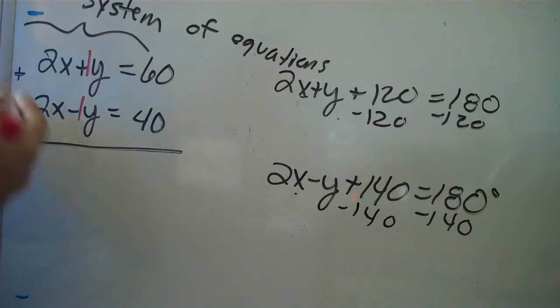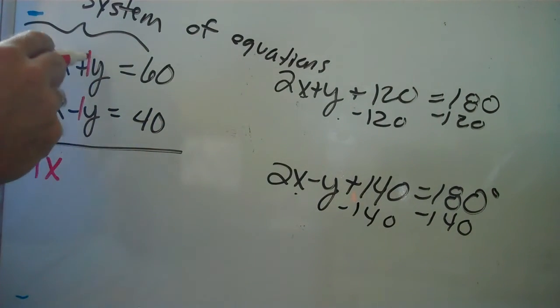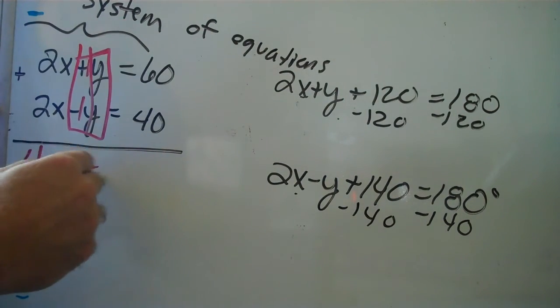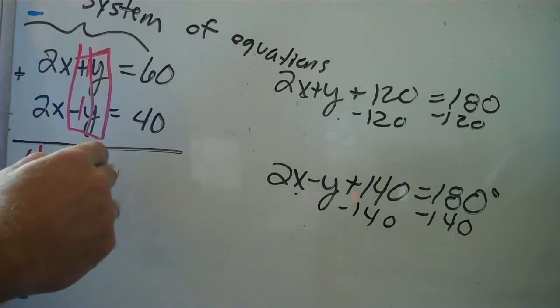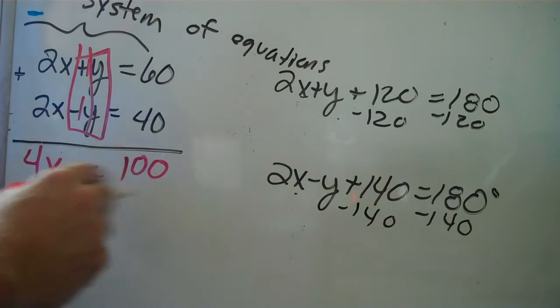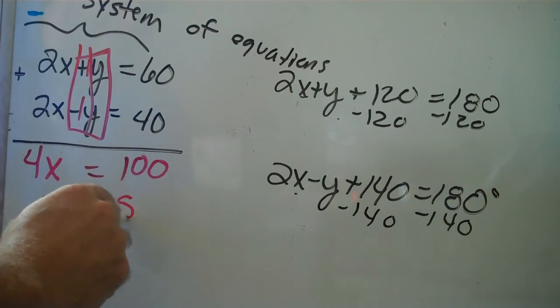So I don't have to change the equations at all. I can just add straight down now. So 2x plus 2x is 4x. The 1y plus a negative 1y is going to go away. Those things are going to go to 0. So I get rid of them. And then I get 60 plus 40 is 100. So now 4x is equal to 100. Well, that's easy. Divide both sides by 4, and x is 25.